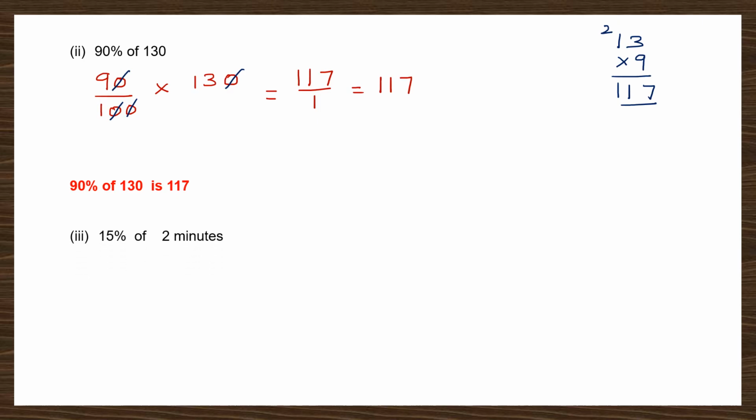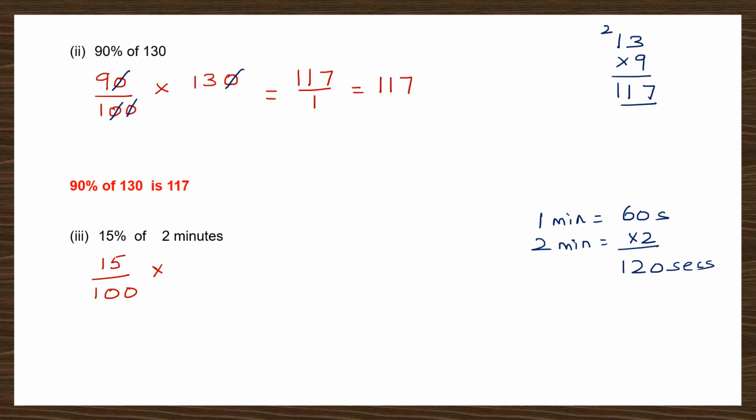Question 3. 15% of 2 minutes will be 15 by 100 of is into 2 minutes. Now 2 minutes we will convert it into seconds. So as you know, 1 minute has 60 seconds. Therefore, 2 minutes will have 60 into 2, which is 120 seconds. We converted 2 minutes into 120 seconds. We're going to write that down here, 120.